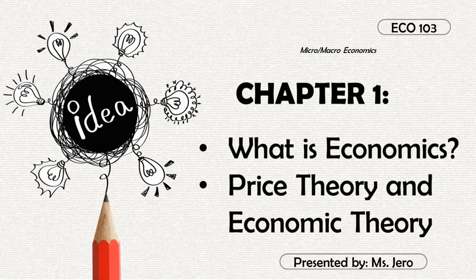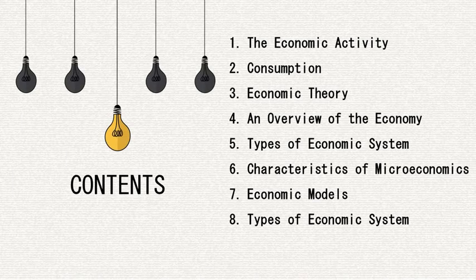So now we are going to learn about chapter 1, which is what is economics, the price theory and economic theory. The contents of this chapter are: economic activity, consumption, economic theory, an overview of the economy, types of economic system, characteristics of microeconomics, and economic models.